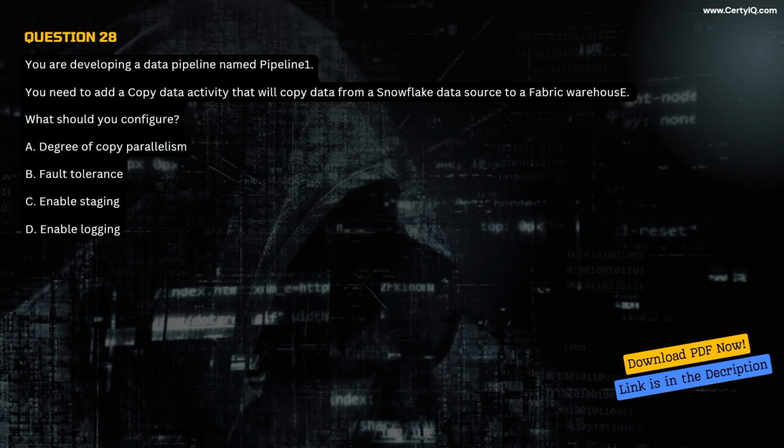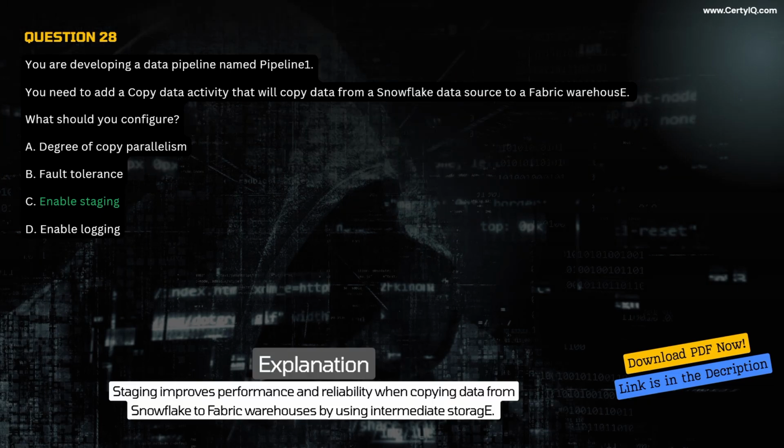Question 28. You are developing a data pipeline named Pipeline 1. You need to add a copy data activity that will copy data from a Snowflake data source to a Fabric warehouse. What should you configure? A. Degree of copy parallelism. B. Fault tolerance. C. Enable staging. D. Enable logging. Correct answer C. Enable staging. Explanation. Staging improves performance and reliability when copying data from Snowflake to Fabric warehouses by using intermediate storage.